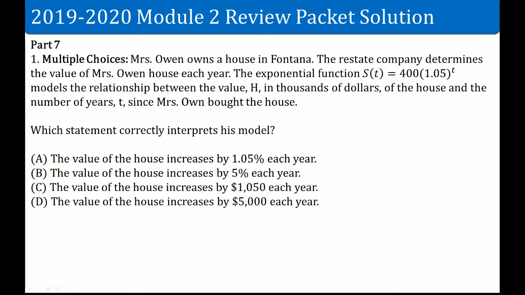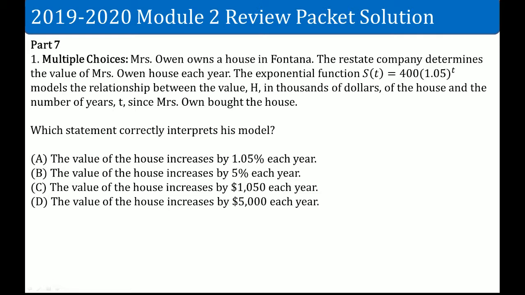7. Okay, 7 is a multiple choice question. It says Mrs. Owens owns a house in Fontana. The real estate company determines the value of Mrs. Owens' house every year. The exponential function h of t equals 400 times 1.05 to the power t models the relationship between the value h in thousands of dollars of the house and the number of years t since Mrs. Owens owned the house. Which statement correctly interprets this model?